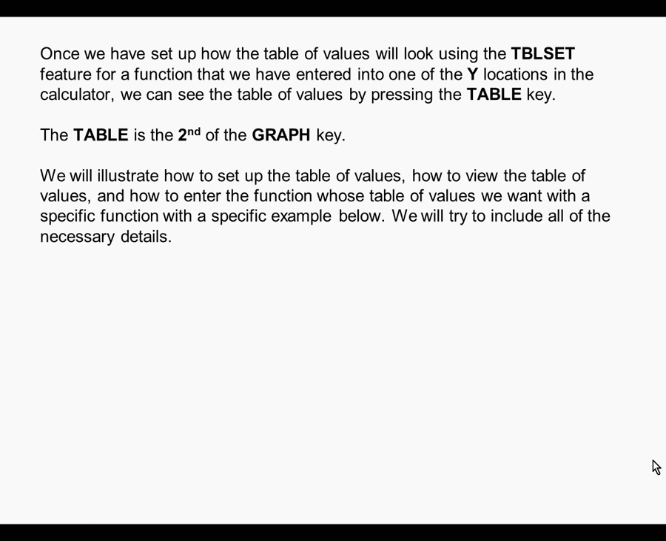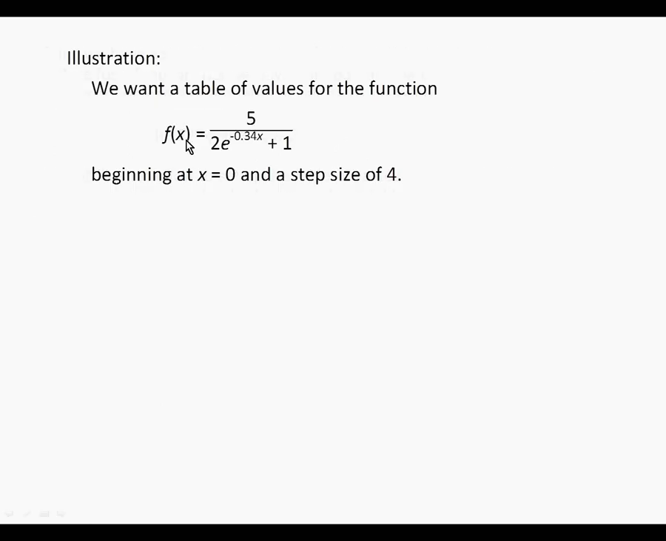We'll try to include all of the necessary details so you can follow along. So, illustration. We want a table of values for the function f of x equals 5 over 2 times e raised to the negative 0.34x power, plus 1. We want to start at 0 and want a step size of 4. So that's our function, and these are our table settings.